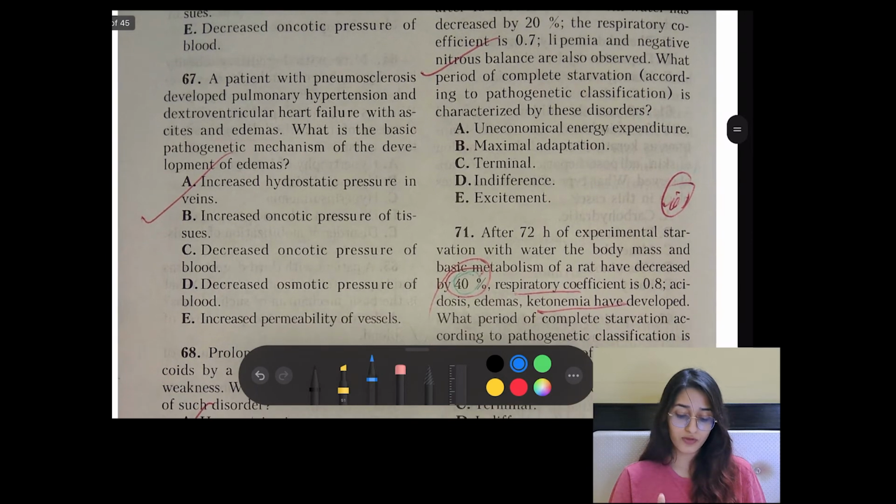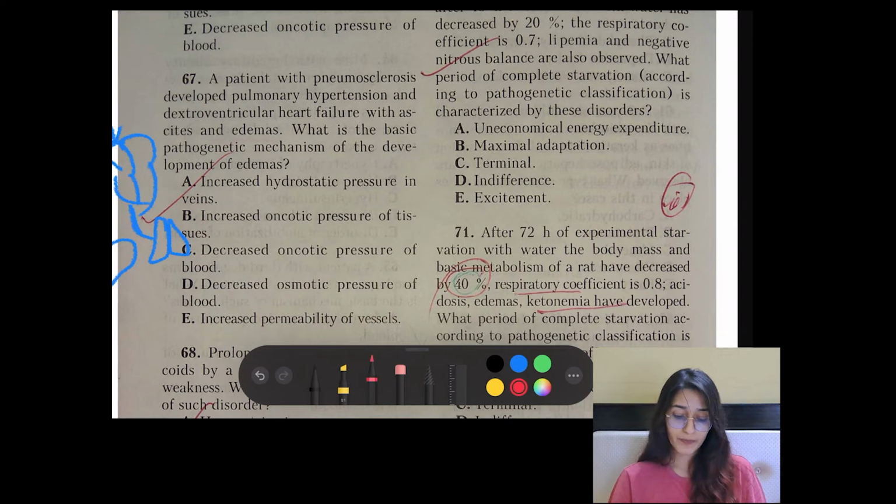Next, a patient with pneumosclerosis developed pulmonary hypertension and dextroventricular heart failure with ascites and edema. What is the basic pathogenetic mechanism? So for the right side of the heart, blood from the liver and the inferior vena cava enters the right side of the heart, and from the right ventricle it goes to the lungs.